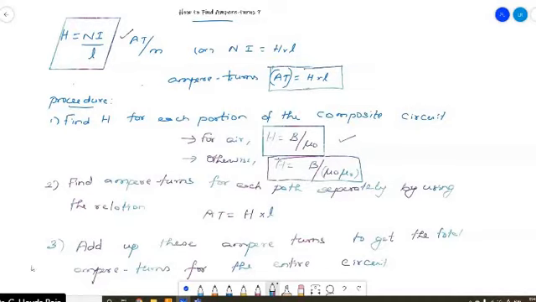So in future we will see if we can take some numerical examples and try to make this concept much more alive.